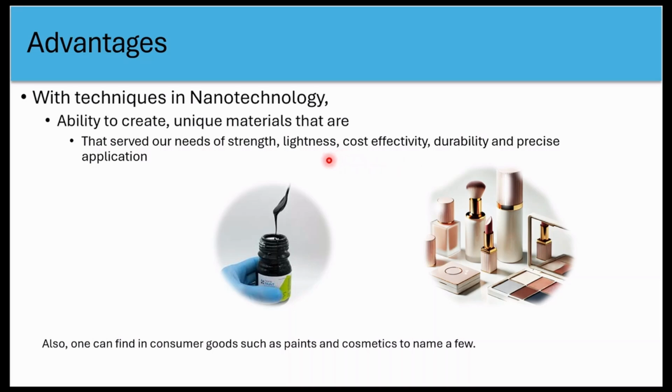So that's what we mean by serving our needs of strength, lightness, cost effectivity, durability, and precision in application. Also, you can find it in some consumer goods such as paints and cosmetics. In cosmetics we use nano zinc oxide and titanium dioxide. Some biocompatible materials are being used, and in paints it is used also. And this is actually conductive paint. What you see here is used for printing via inkjet or screen printing to get conductive electrodes or PCBs.